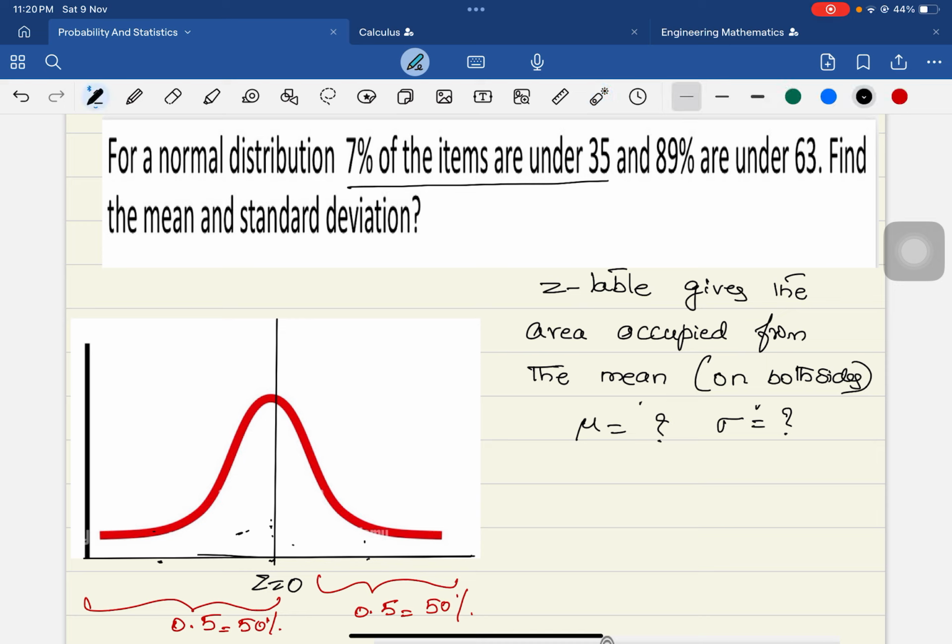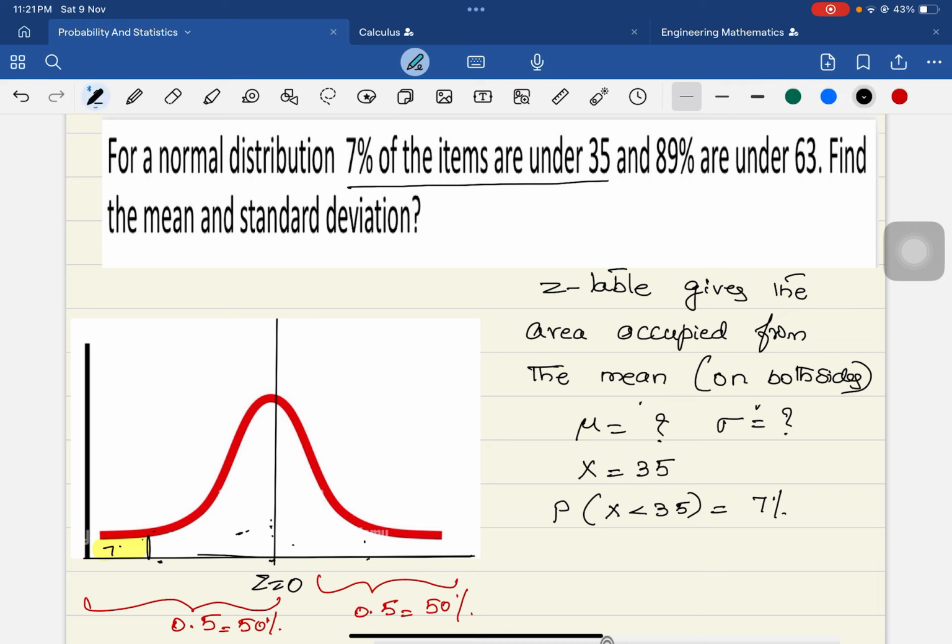Now coming to the point: 7% of the items are under 35. So the value of x is given as 35. He has given that the probability of x less than 35 is 7%. What do you mean by that? Let us say this is the value at x equal to 35. Now we are going to find the corresponding standard normal variate.